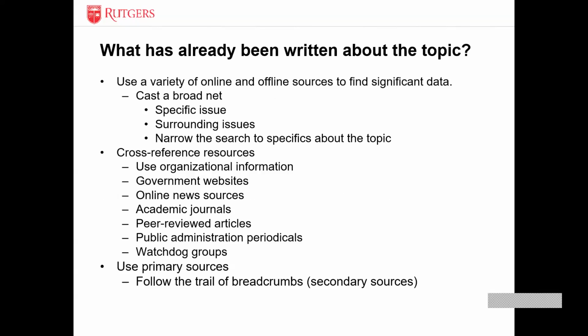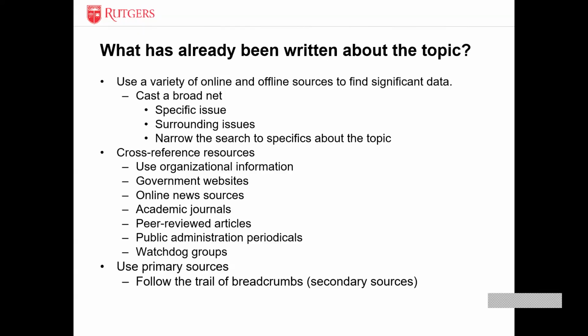And we have to define what type of communication is happening, and then also what's the impact of the work that our representatives are doing. Then we want to narrow the search to specifics about the topic. Always cross-reference your resources. That is to say, if you find information in one place, you want to find similar information that will support it, or even information that will knock it down, in order to determine what's the most valuable data for your own research.